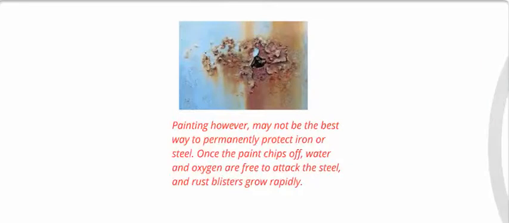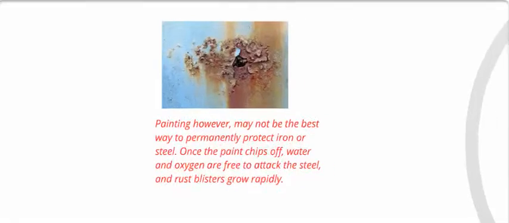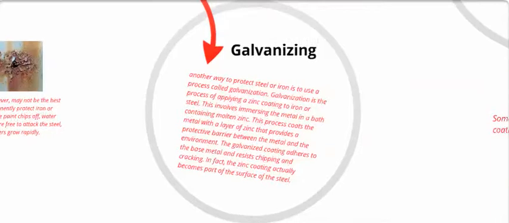Painting, however, may not be the best way to permanently protect iron or steel. Once the paint chips off, water and oxygen are free to attack the steel, and the rust blisters grow very rapidly. So, galvanizing. Another way to protect steel or iron is to use a process called galvanization.